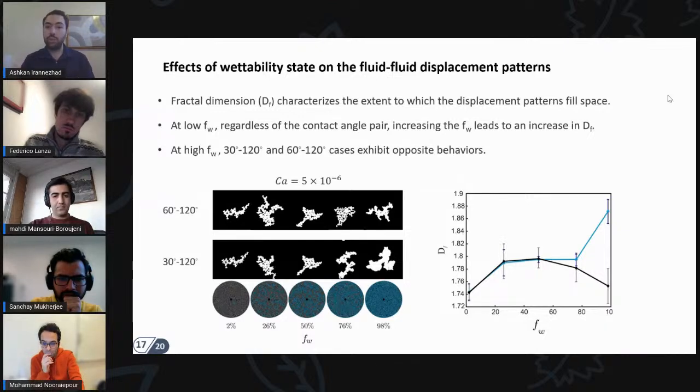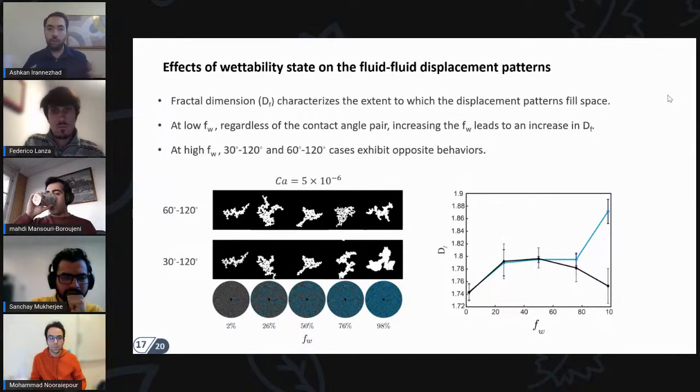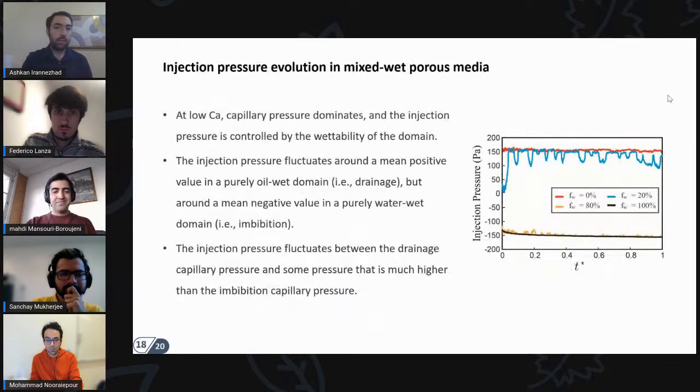Another metric is fractal dimension, which characterizes the extent to which the displacement pattern fills our 2-dimensional space. And we see here that at low wettability fractions, increasing the wettability fraction leads to an increase in fractal dimension in both cases. At high wettability fractions, again, due to the difference between the intrinsic contact angle at the water wet cluster, we see that these 2 cases, the 30 and 120 and 60 and 120 degrees cases, exhibit opposite behavior.